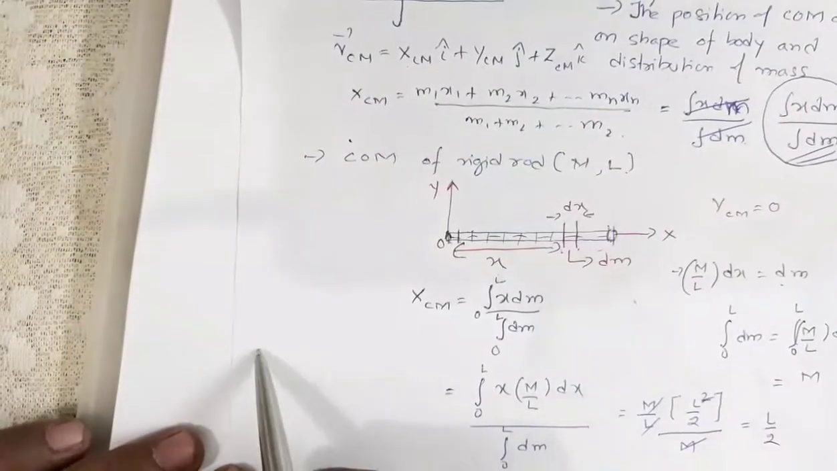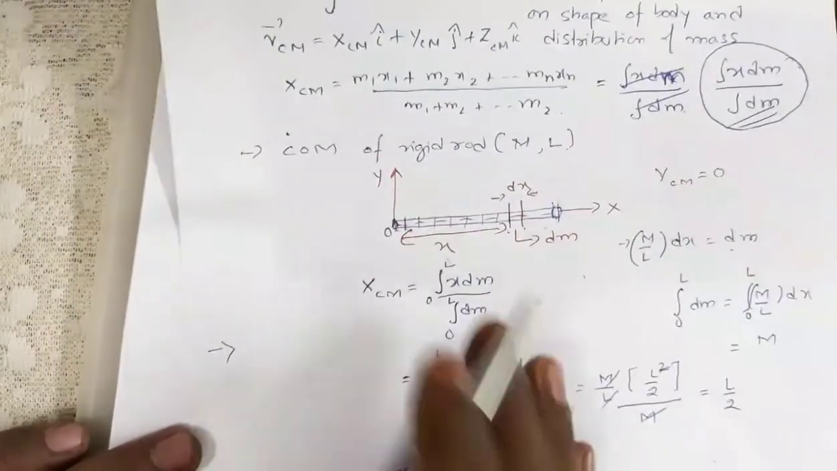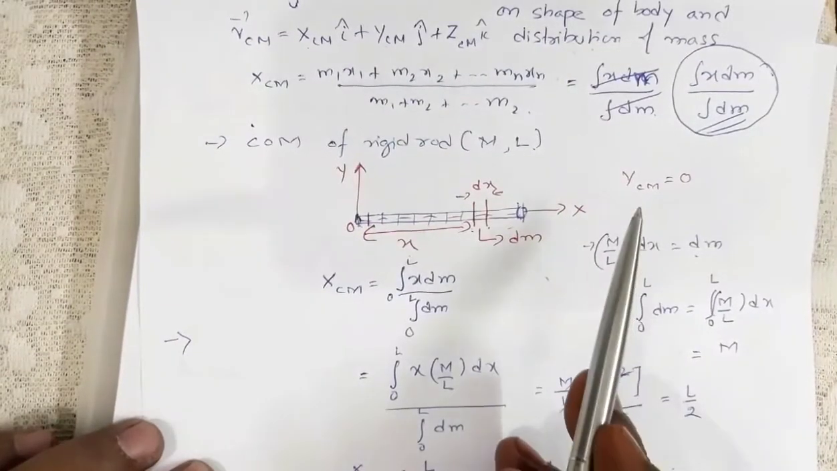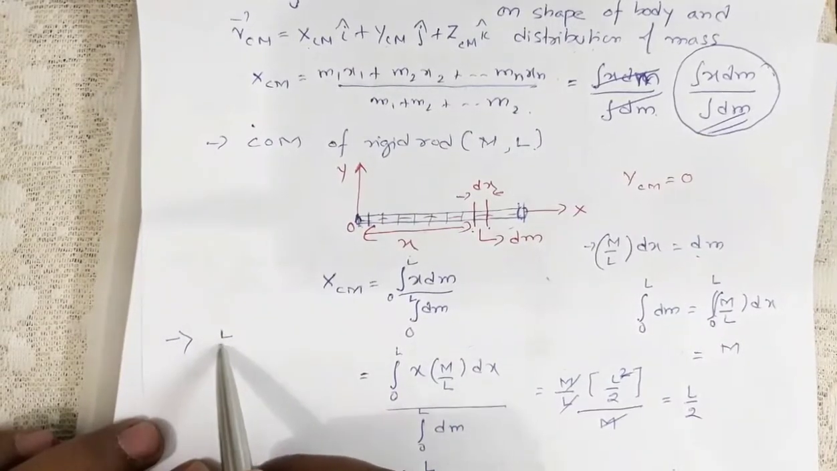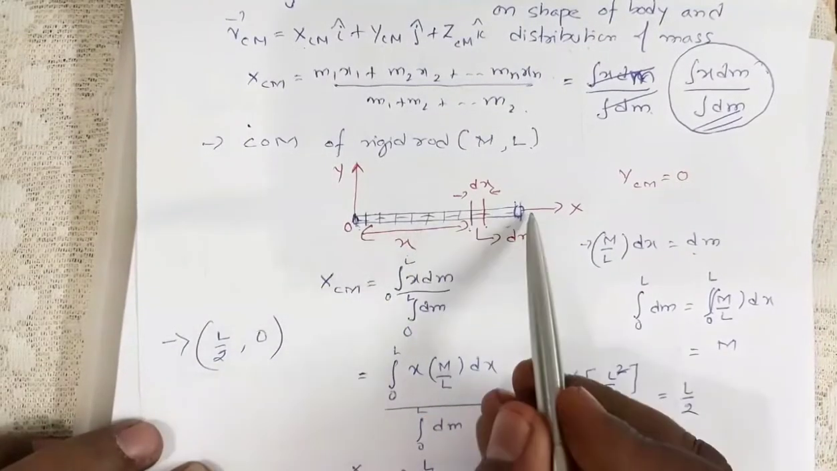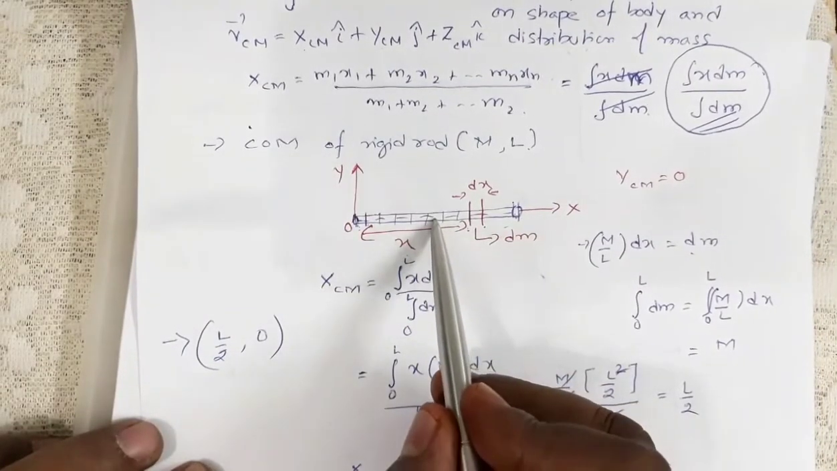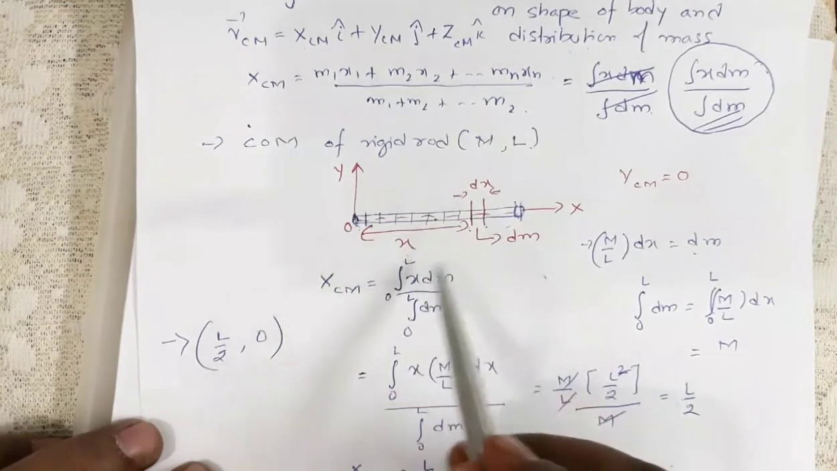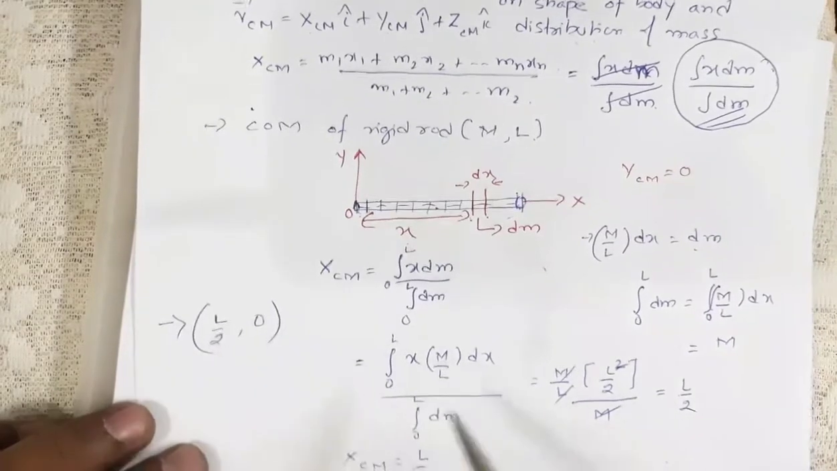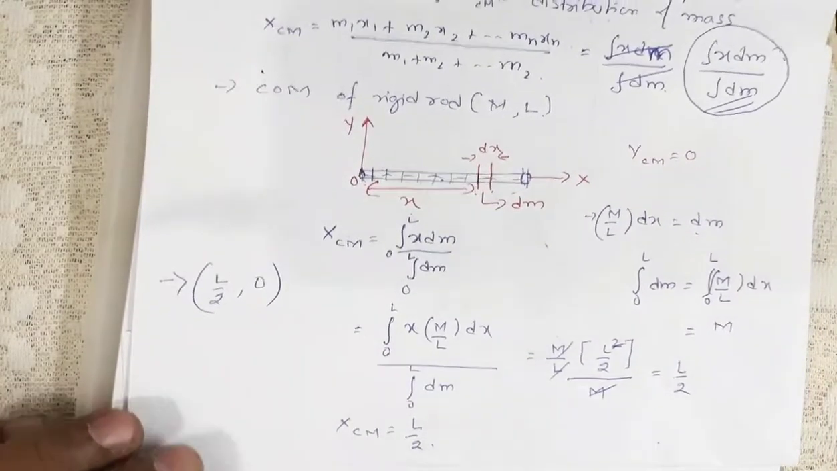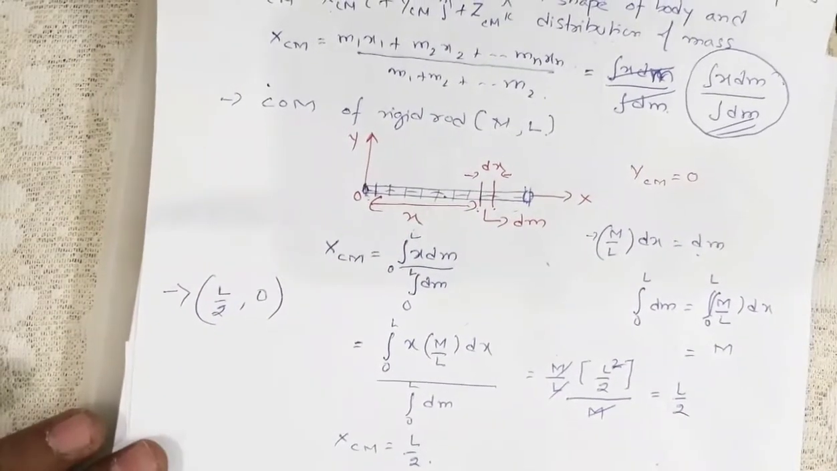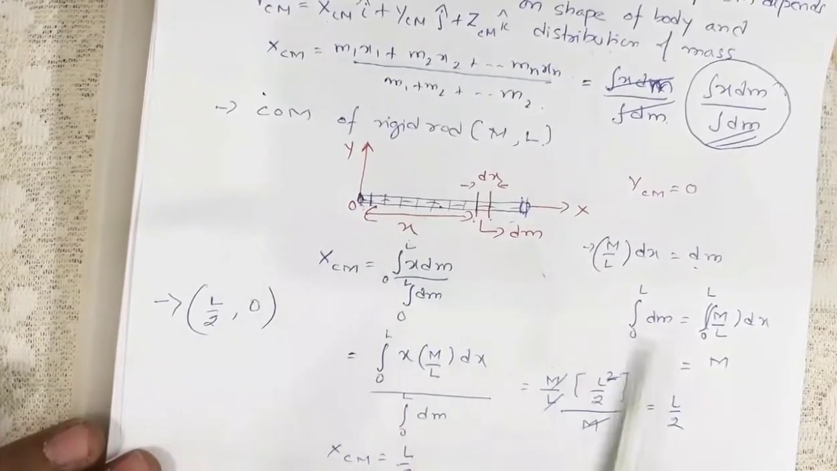So that means the position or coordinates of the center of mass, ycm is already 0. So the coordinate of the center of mass will be L by 2 comma 0. See, even common sense tells that for a rod of length L, the center of mass will be at the midpoint. And using this concept of center of mass also, we have obtained it as L by 2 comma 0. Okay, so next we will see how to calculate the center of mass of a semicircular ring. Okay, this is the center of mass of a rigid uniform rod.